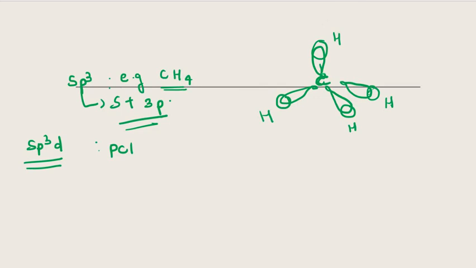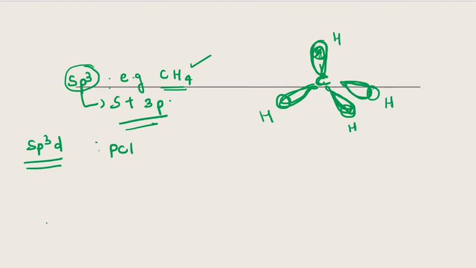This one is for carbon. This one is the first sp3 hybrid orbital, this one is the second sp3, this one is the third sp3, and this one is the fourth sp3 orbital. It will overlap with the hydrogen atoms, resulting in the formation of sp3 hybridized orbitals.